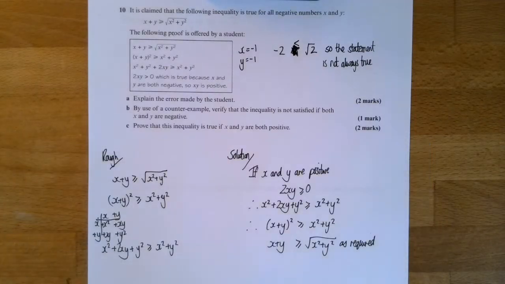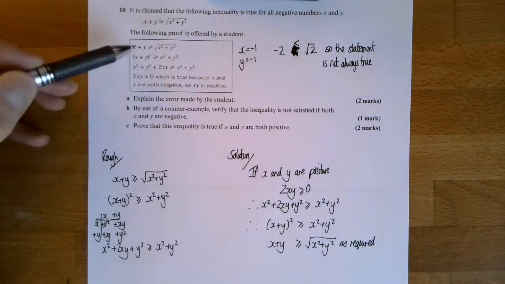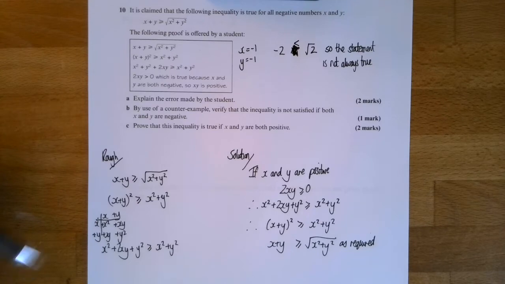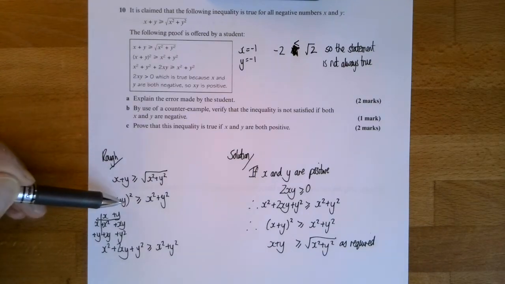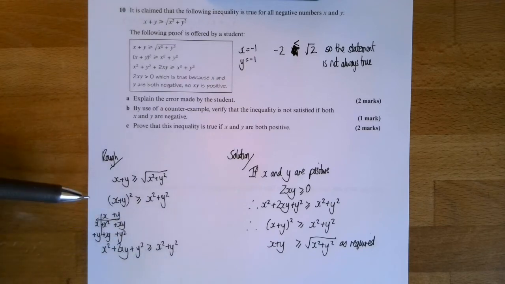So here's what I did. I started with my rough working. I effectively redid what the student did. I mean, there's good maths there. So I squared both sides, expanded that, and got this statement here.